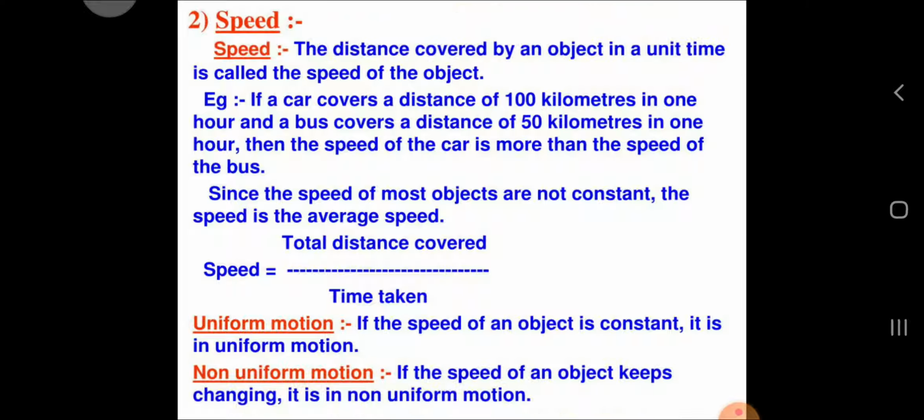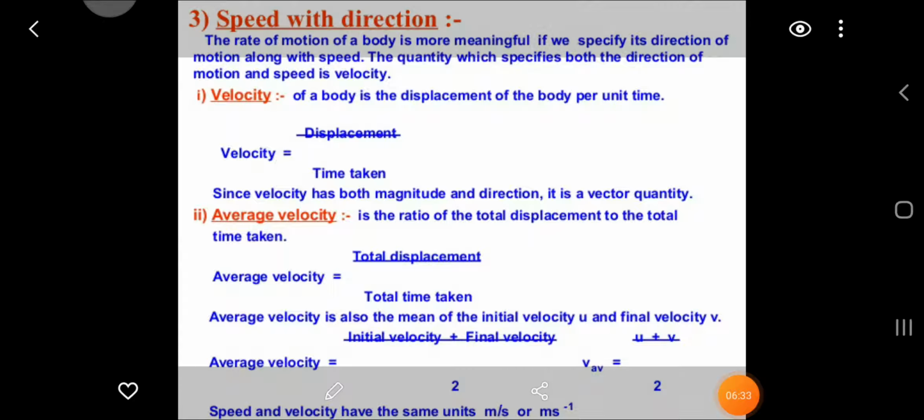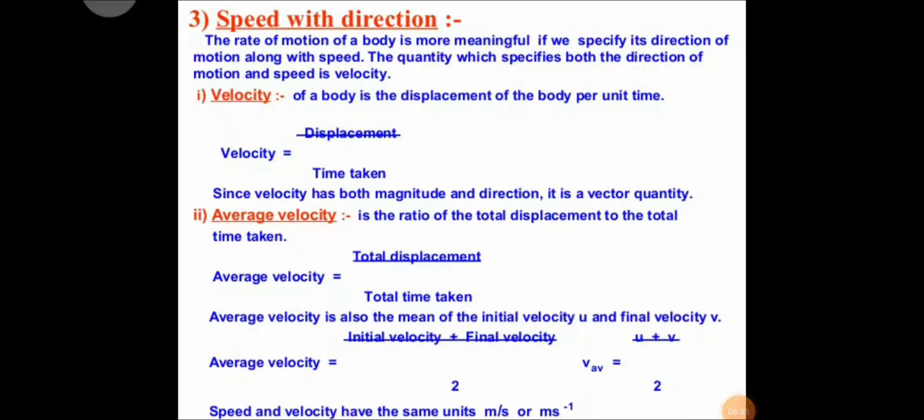As we already discussed, when unequal distances are covered in equal intervals of time, it is called non-uniform motion. But in terms of speed, we also have to see that the speed of the object keeps changing in non-uniform motion. From here we can see that when we specify speed with direction, the rate of motion of a body is more meaningful if we specify its direction of motion along with its speed.